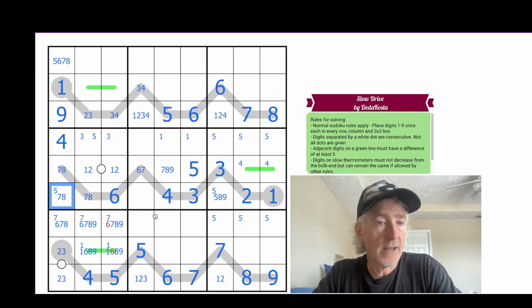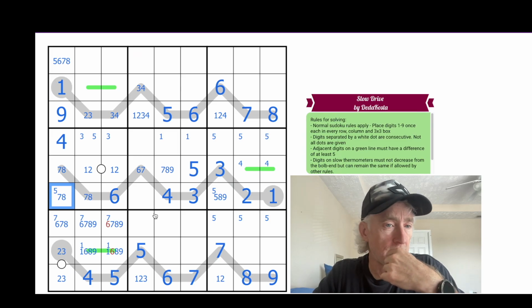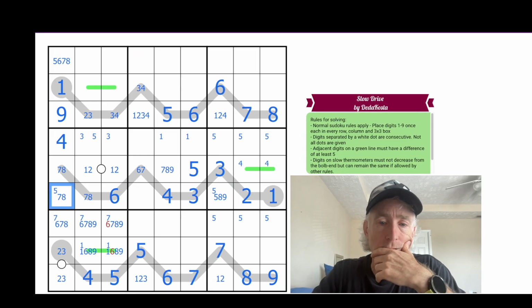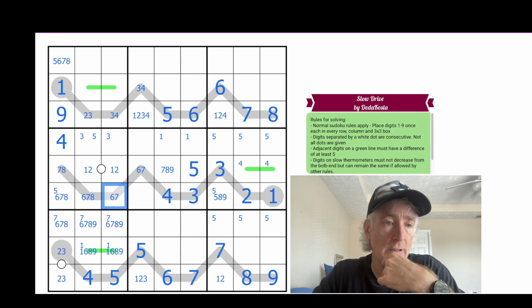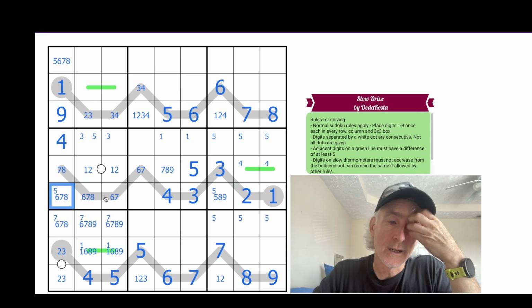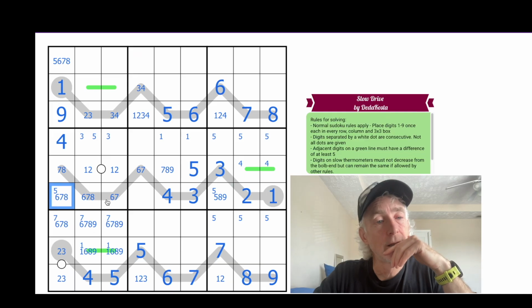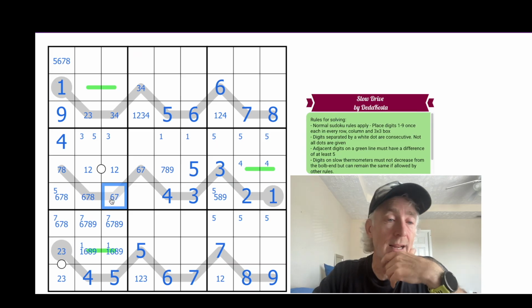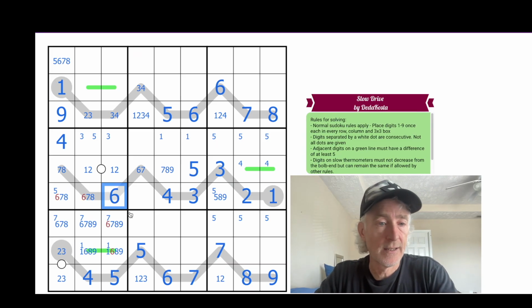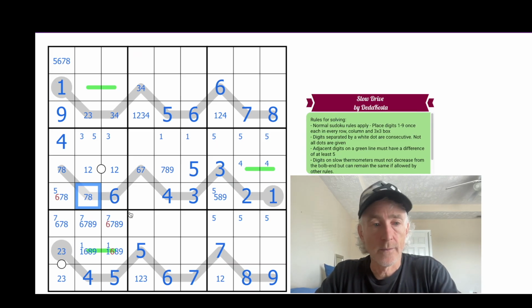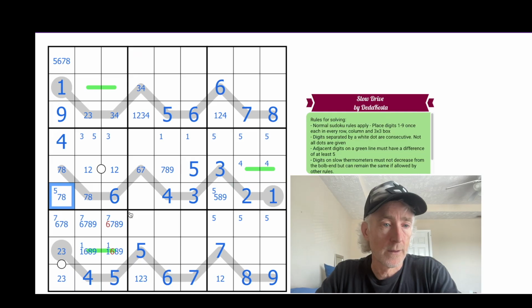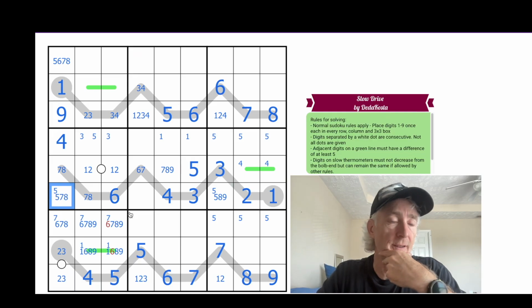Take 6 out of there. Now we have a 7, 8 pair. Wait a minute. Hang on, hang on. Not a 7, 8. This is a 5. That forces this, well, let's see. This can't be a 7. This has to be a 6. I should have 5 there. That's the problem.